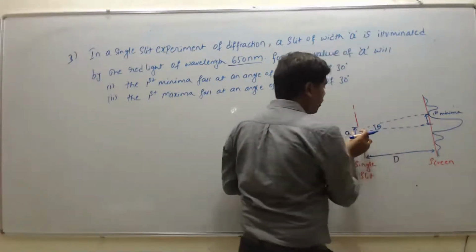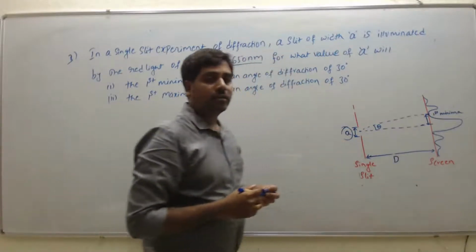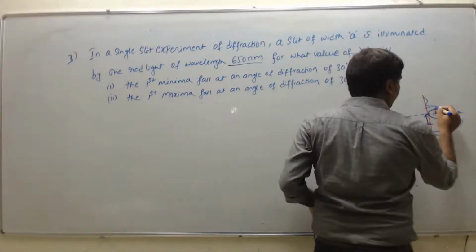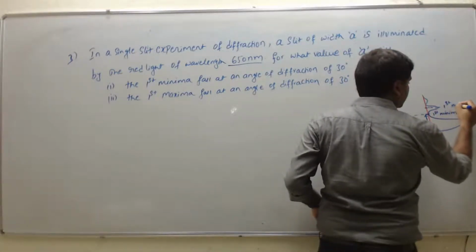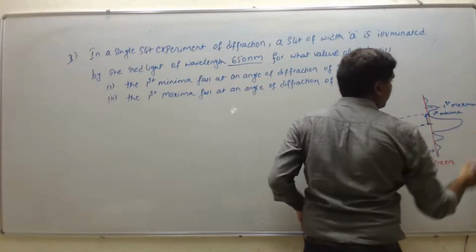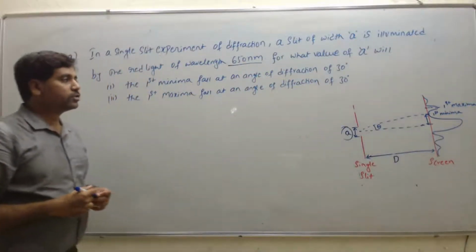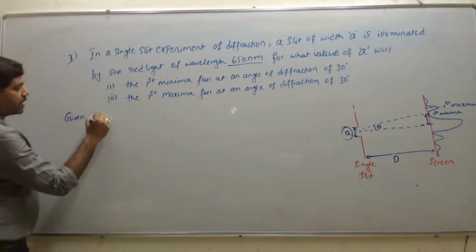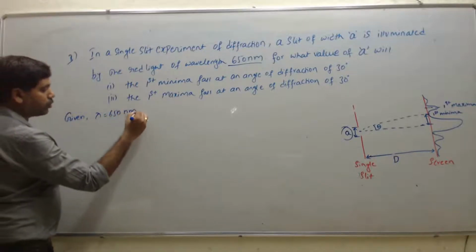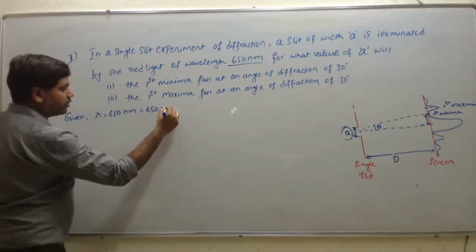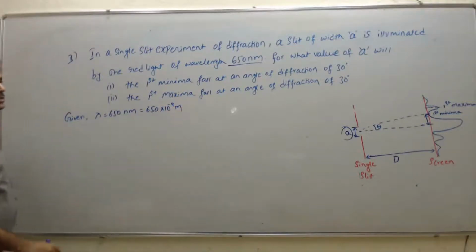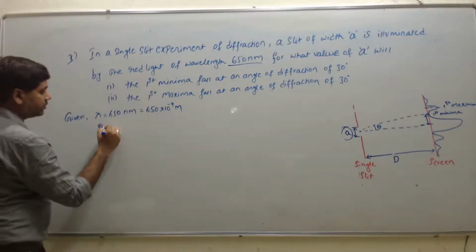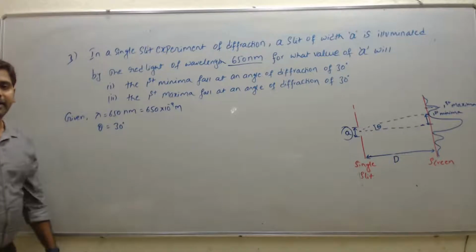they are given theta. For that theta, we need to find the slit width, that is A, and also for the first maximum. So here is the first maximum. For that also they have given the angle theta equal to 30 degrees. So if we write the given, lambda is equal to 650 nanometers, that is equal to 650 into 10 to the power of minus 9 meters, and we need to find A.